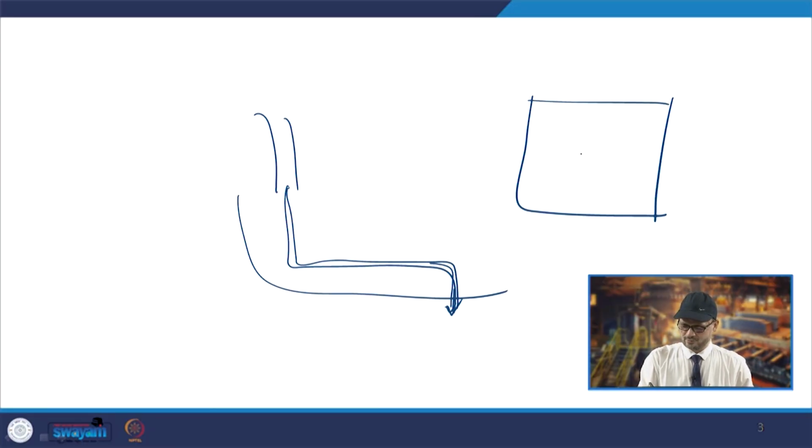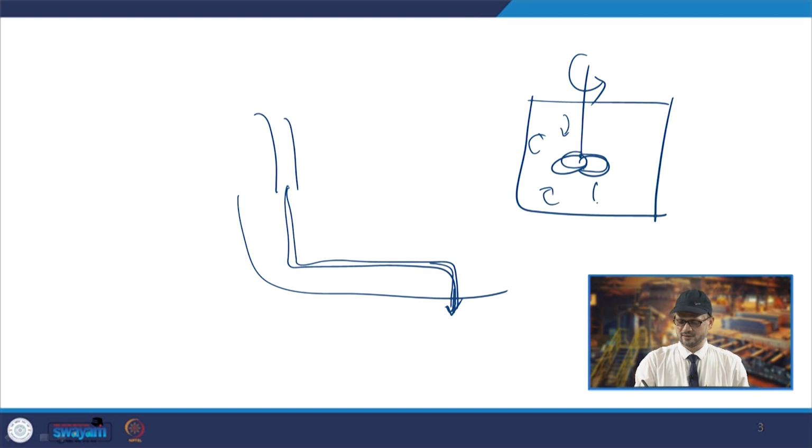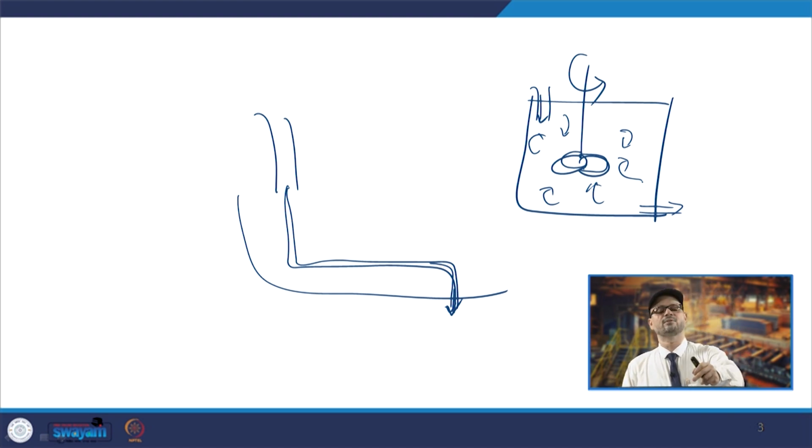It is like a system where you just have an impeller, and you are rotating it. All these things will be moving everywhere, so this will be completely mixing. This way you will have a completely mixed flow. You have flow in, and some flow out, and you will have complete mixing if you have a mixer with a stirrer. This is an example of a completely mixed flow.